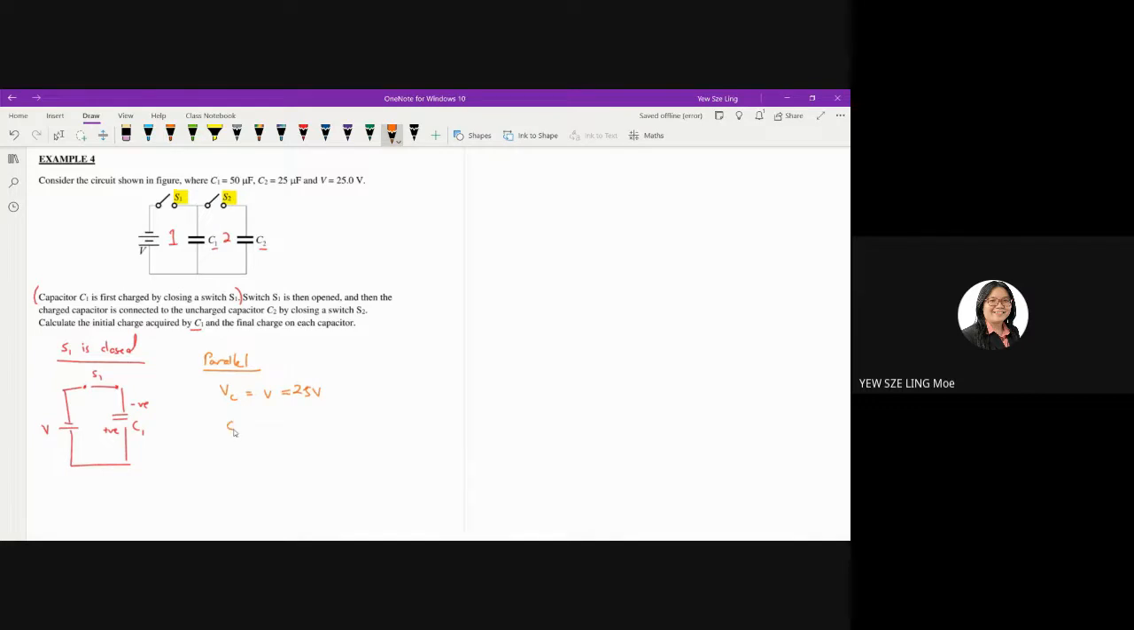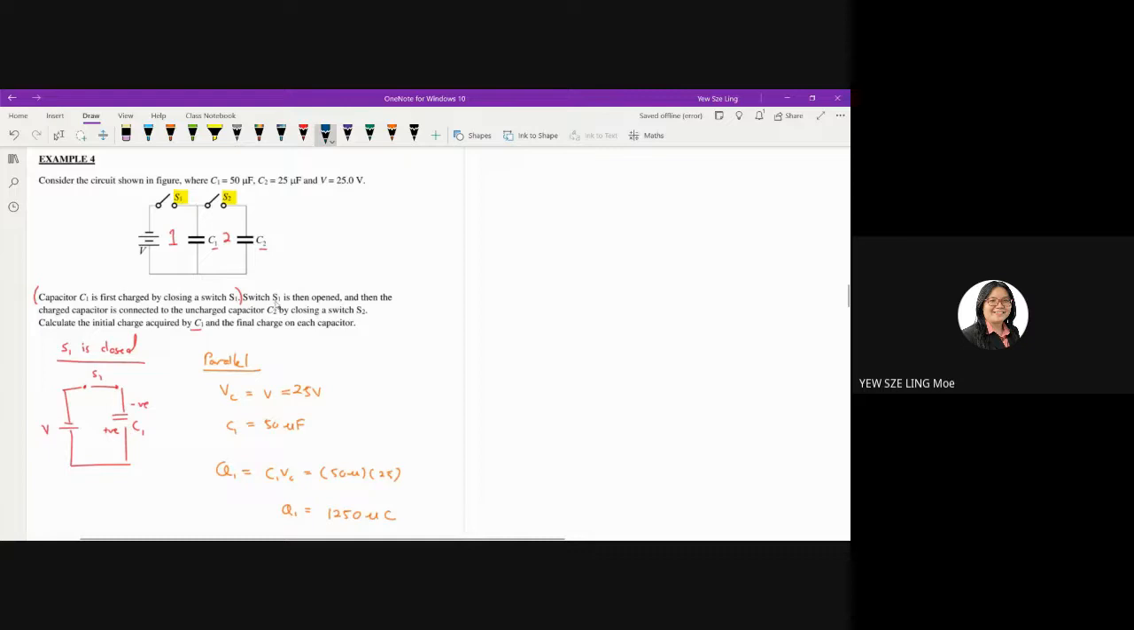And C1 we have right now equals 50 microfarad. Therefore, by combining these two pieces of information, you obtain Q1, the charge stored in capacitor 1 when S1 is closed. That equals C1 VC, which equals 50 micro times 25. So Q1 equals 1250 microcoulomb. So that is what happens in the first part of the question when S1 is closed with S2 open. What happened next?